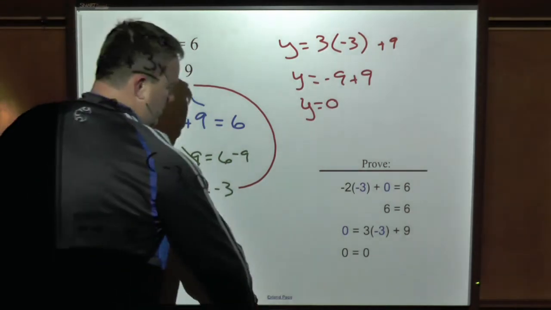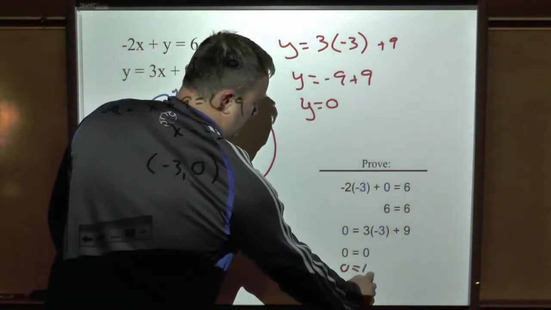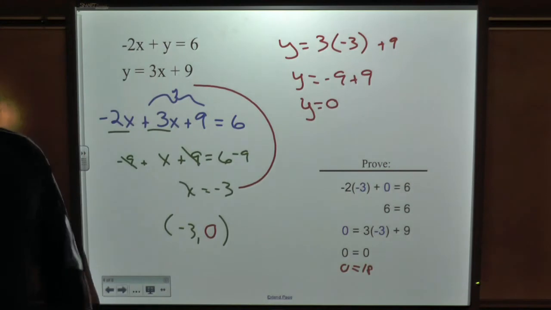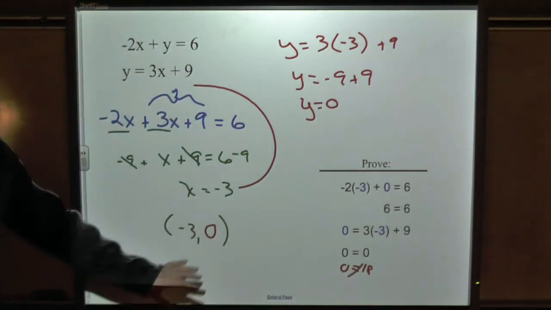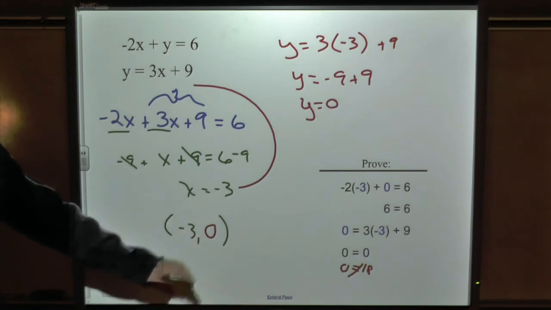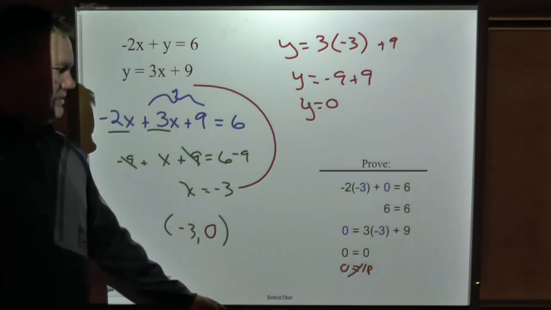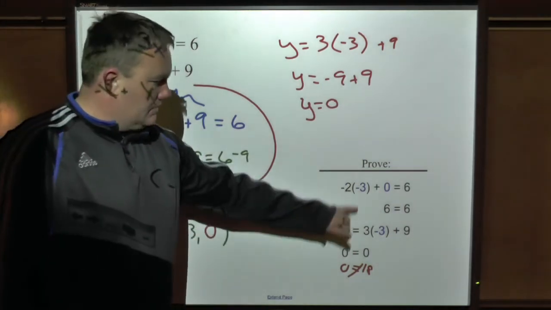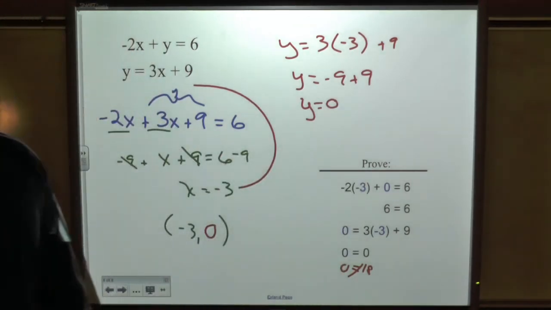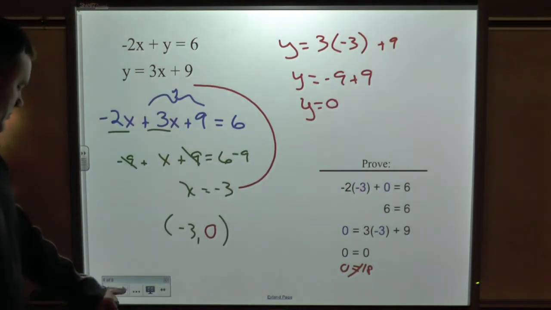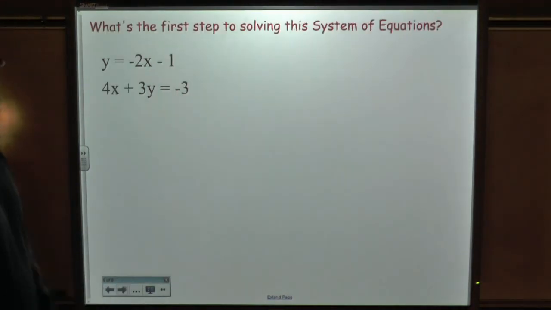If you were to get 0 equals, we'll say 18, that's an untrue statement. So that means that whatever you would have gotten over here would have been wrong. It wouldn't have crossed at that point. Basically what this is saying is that this point makes both of these equations true. All right? It gives you a true statement. All right. We're going to move on.